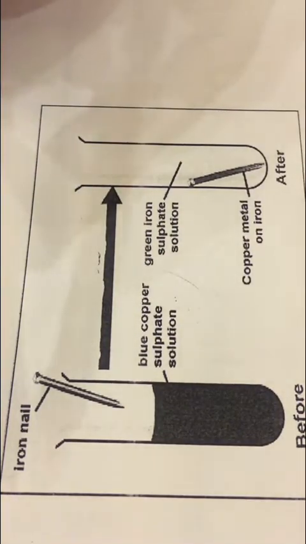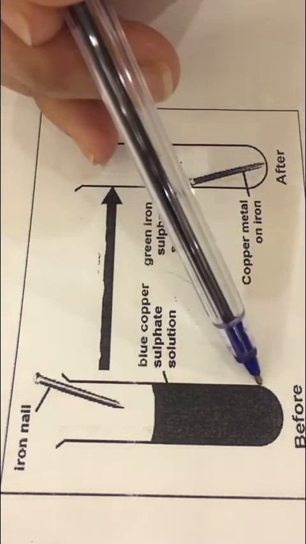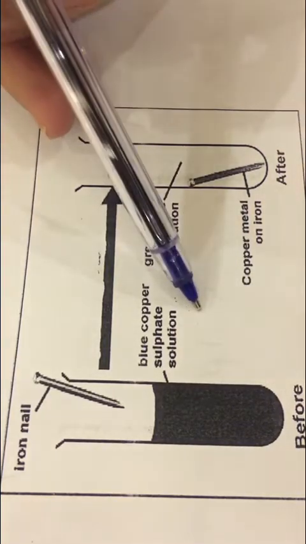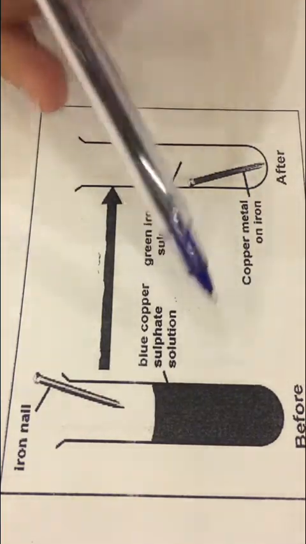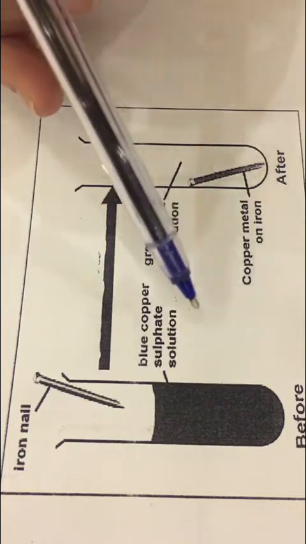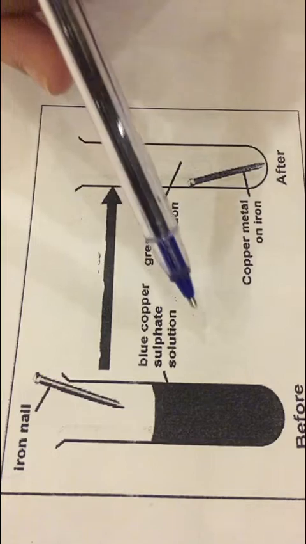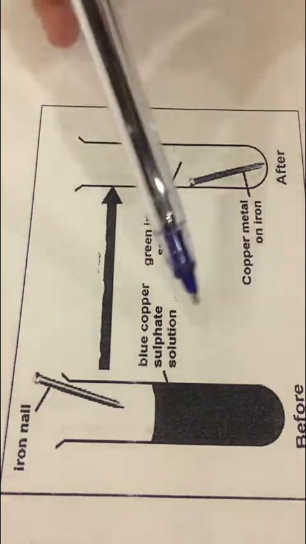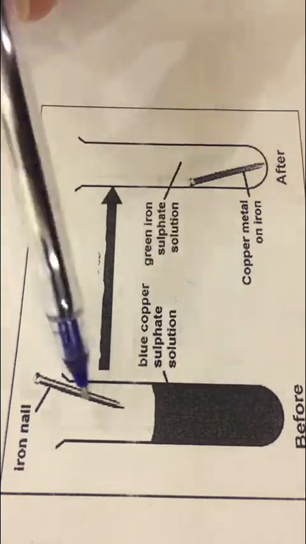Now, iron, as we know according to the reactivity series, is more reactive than copper. So once we add an iron nail, we place it in this solution and we leave it for a few minutes, or we can leave it overnight to see more illustrated results or clearer results. So here, the iron nail is placed in copper sulfate solution.